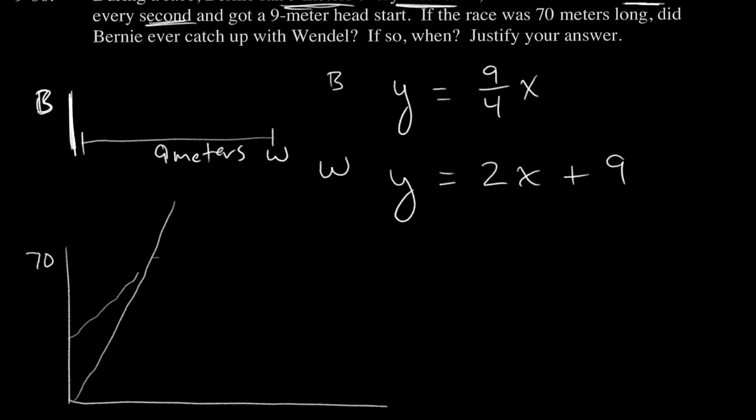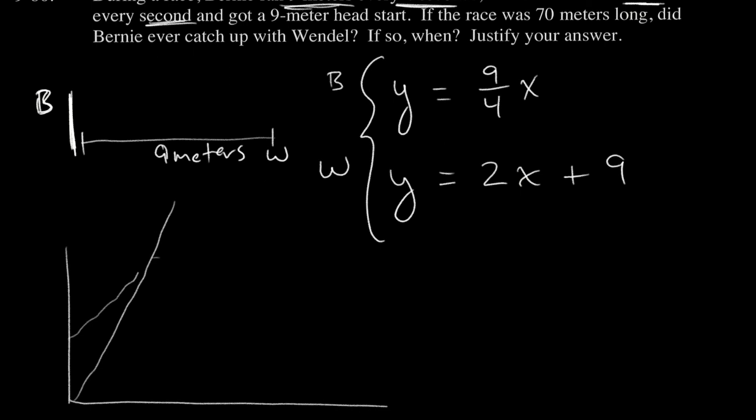So I'm just going to ask the question, where do they meet? If they meet before 70 meters, then Bernie won. If they meet after the 70 meters, then Wendell would have won. So let's solve this as a system of equations. This will tell me the x and y where they actually meet each other, and then we can think about where that is in terms of the number 70.